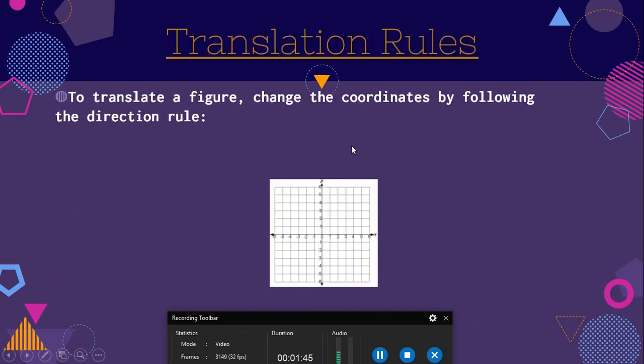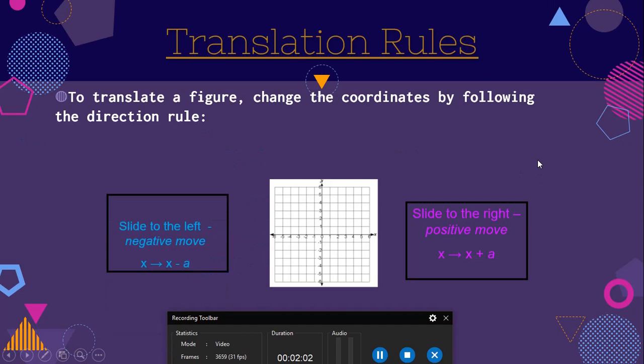So to build onto that, this is how you're going to translate your figure. Whatever value x takes, if they ask you to add or you see a positive value in the rule, you're going to move it that many units right. If you see a negative number sitting in that translation rule or it looks like subtraction, we're moving that many units to the left.